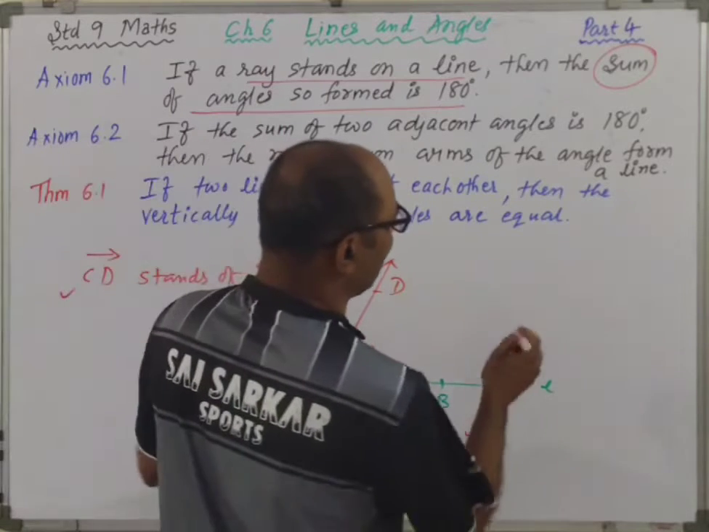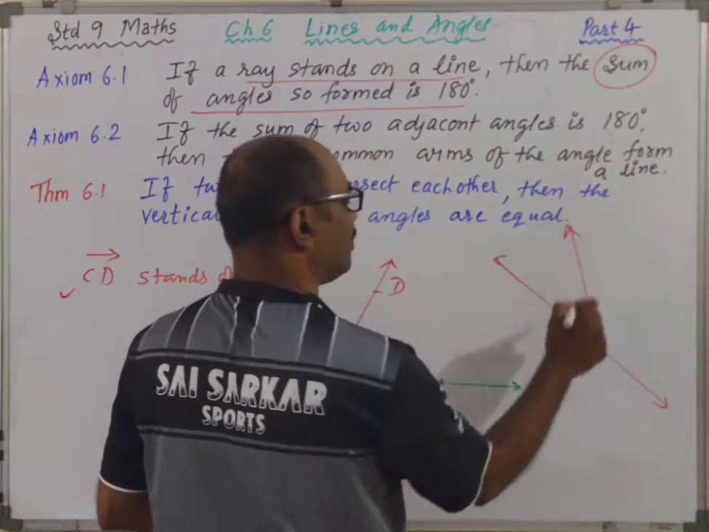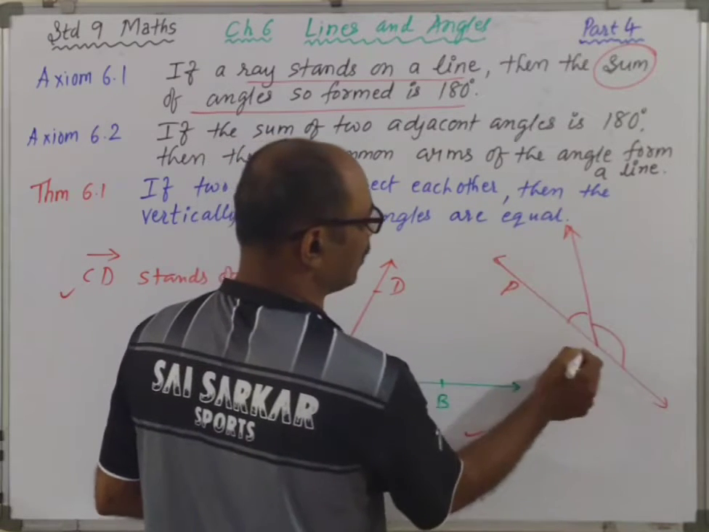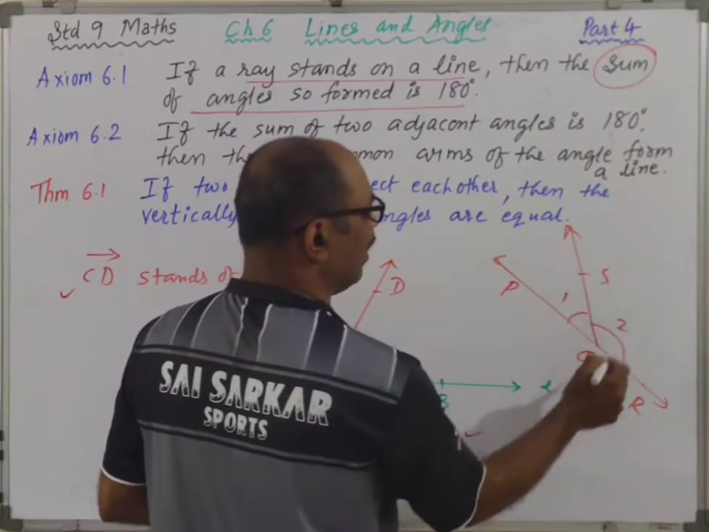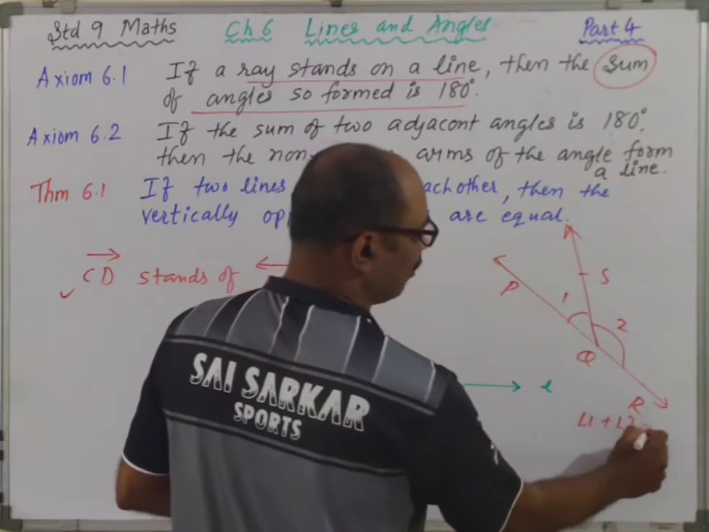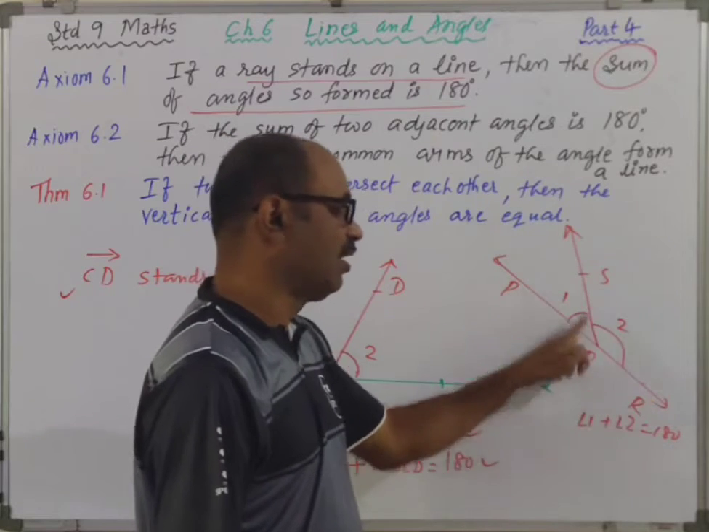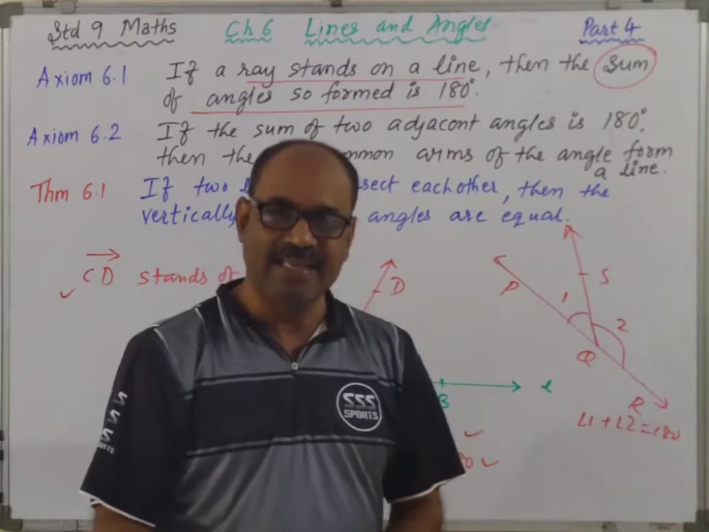I may draw a line like this, and draw a ray like this. Here is a ray standing on a line. Suppose this is PQR and this is S. Angle 1, angle 2. Angle 1 plus angle 2 is equal to 180. I can say angle PQS plus angle RQS. The total measure, the sum of measure is 180.